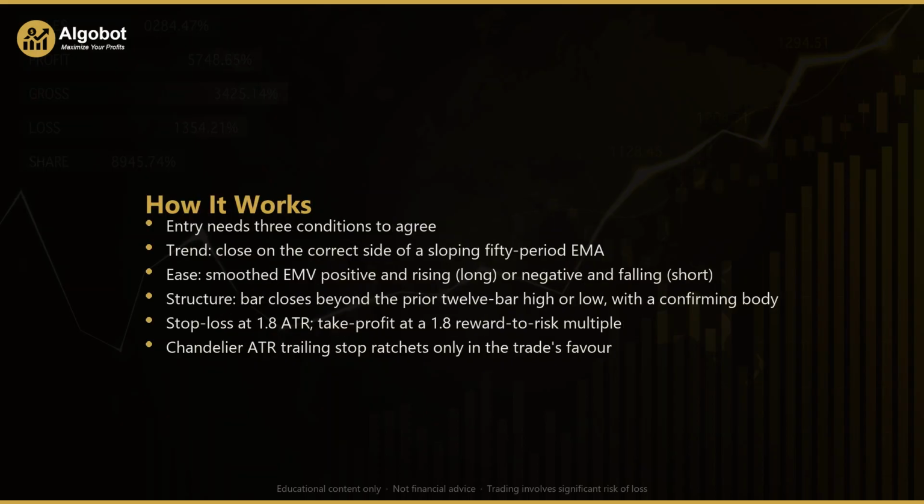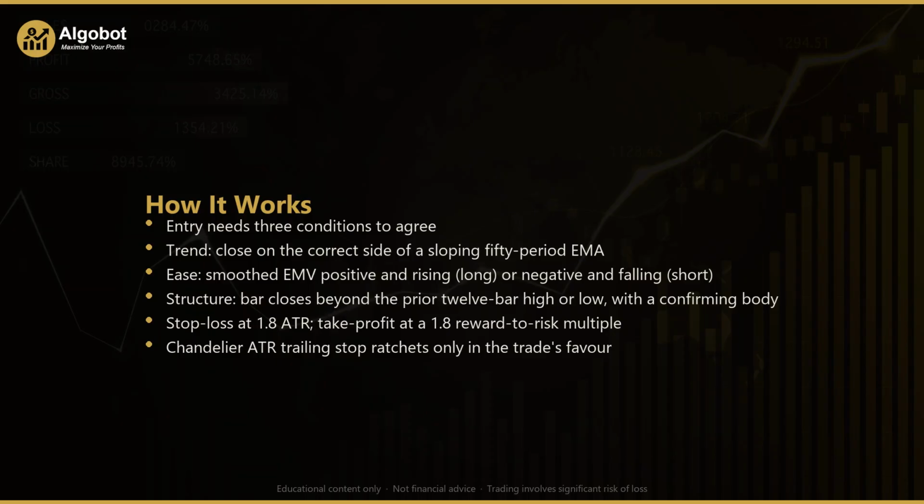Let's walk through the logic step by step, starting with how a long, or buy, position comes together. The strategy requires three independent conditions to agree before it acts, and this three-part filter is what separates it from a simple momentum system. The first condition is trend. The EA calculates a 50-period exponential moving average of closing prices. For a long, the most recent completed bar must close above that average, and the average itself must be sloping upward compared with the previous bar. This confirms the broader direction is up.